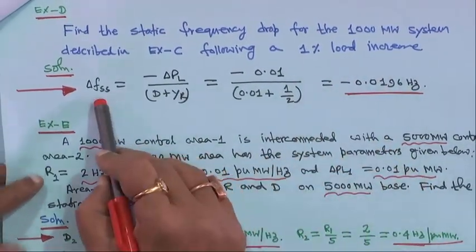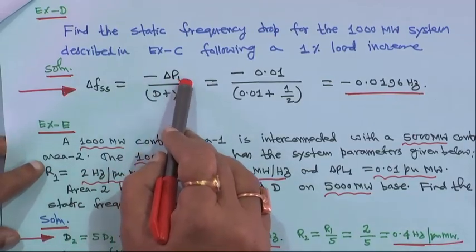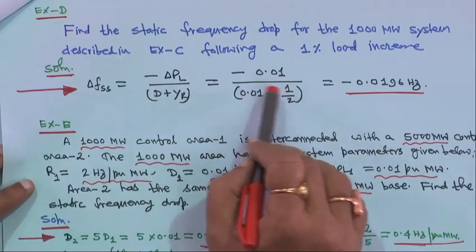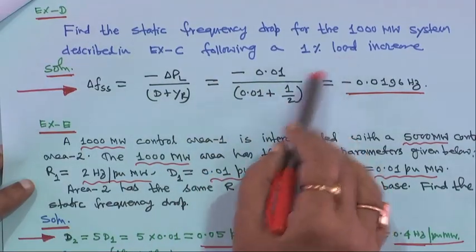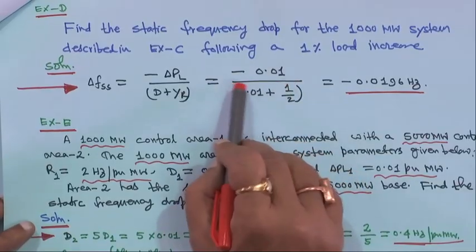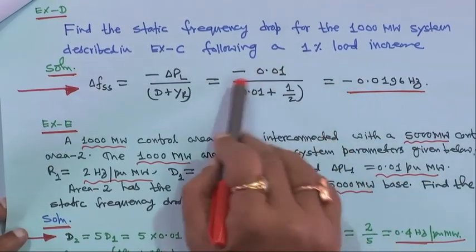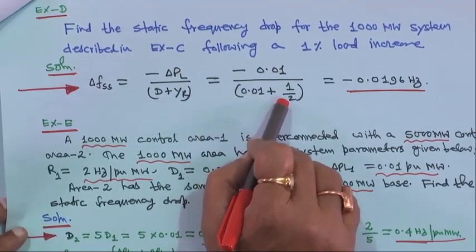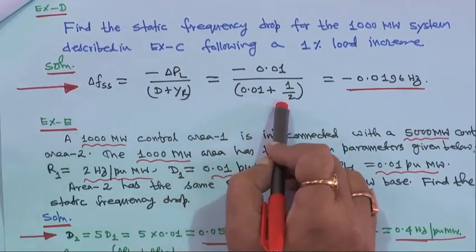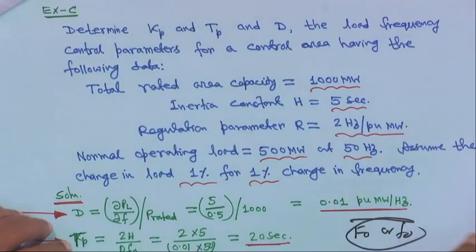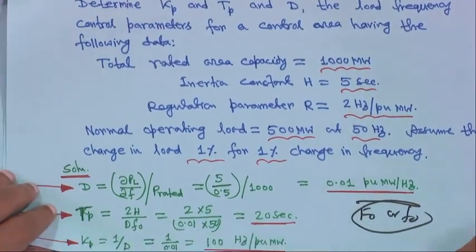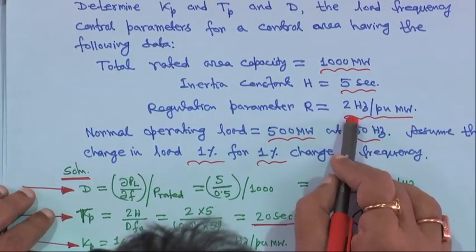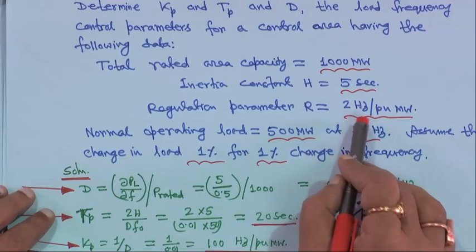So we know steady state error delta FSS is equal to minus delta PL upon D plus 1 upon R, right? It is given that delta PL, that is 1% change in load, means 0.01. So minus 0.01. D we have computed as 0.01, and it is 1 upon R, right? R is given as 2 hertz per unit megawatt. This R is taken from the previous example data.